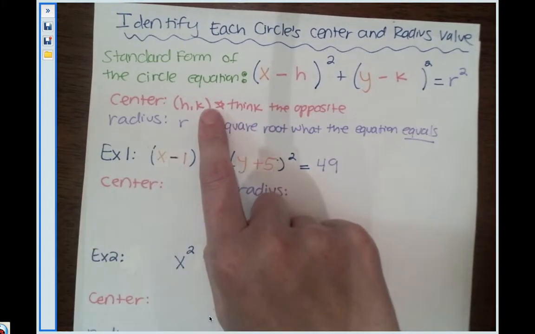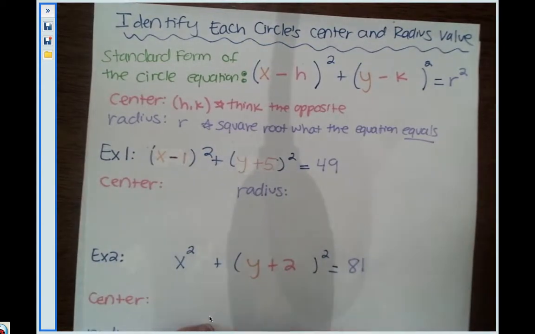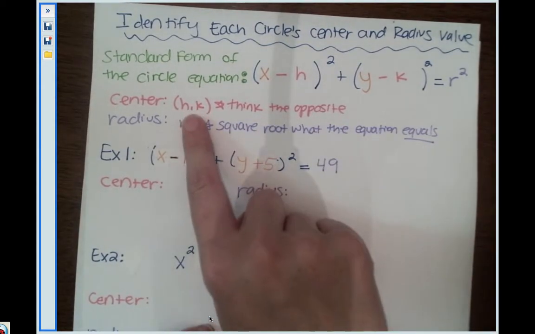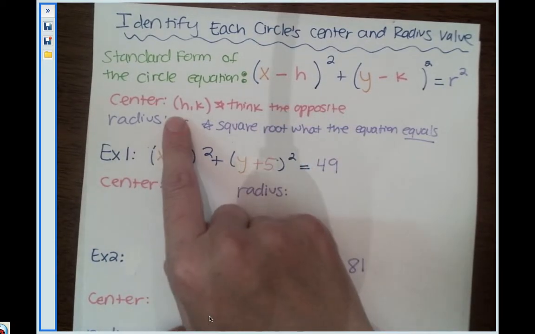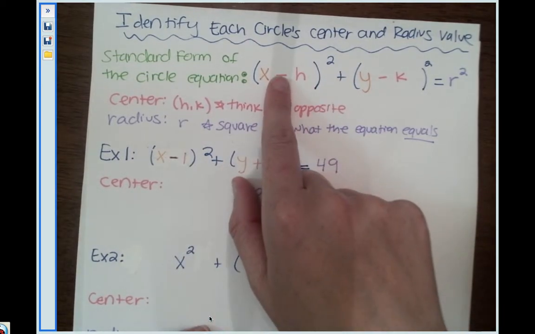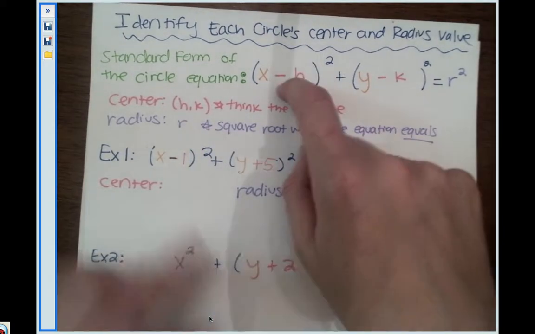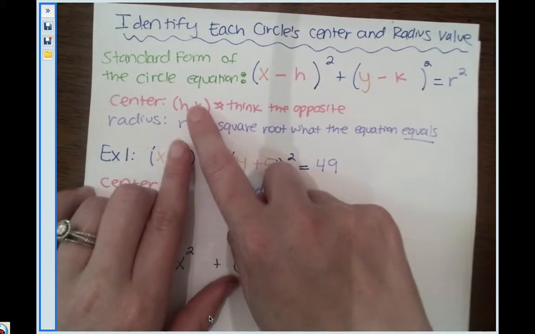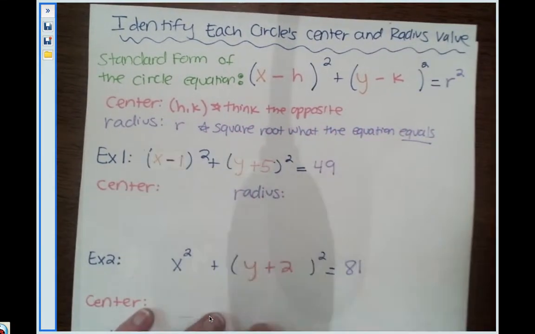So the center point of our circle is going to be the h and k values, but you have to think the opposite when we write our center point. If it's a minus sign in the equation, it's actually going to be a positive value in our point. If it's a plus value in our equation, guess what? It's going to be a negative sign in our point. So the values from the equation to the point are the opposite. So we must think the opposite when we write our center.